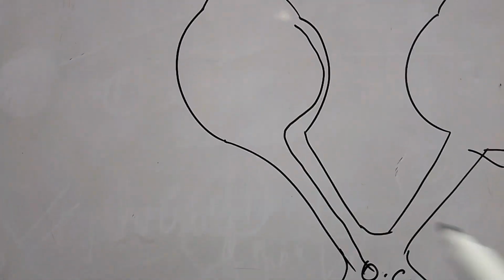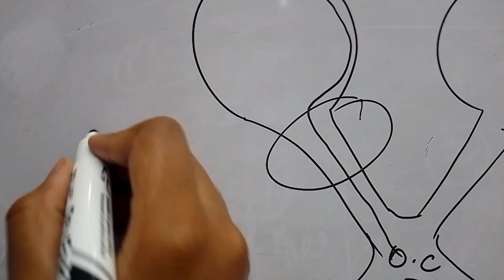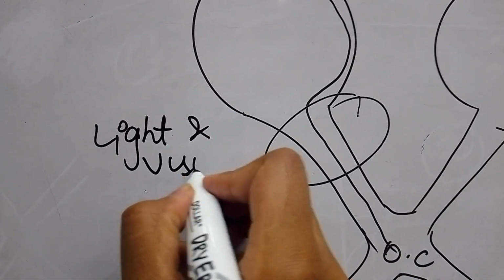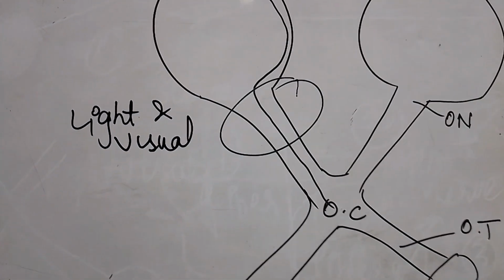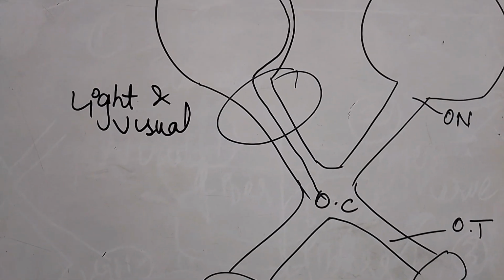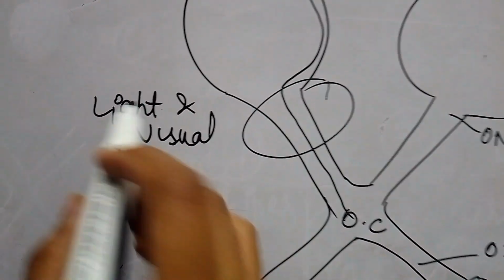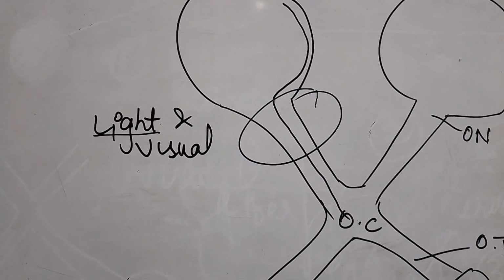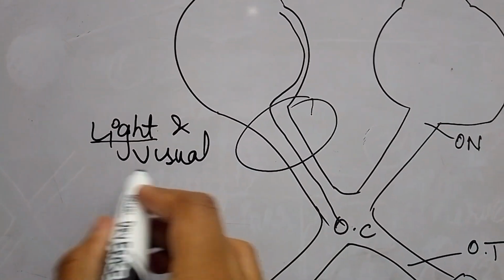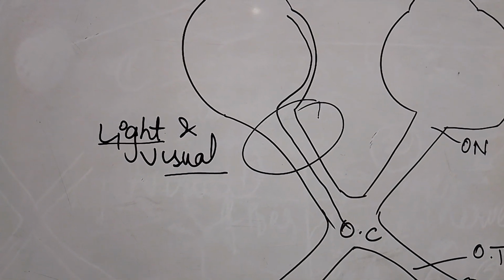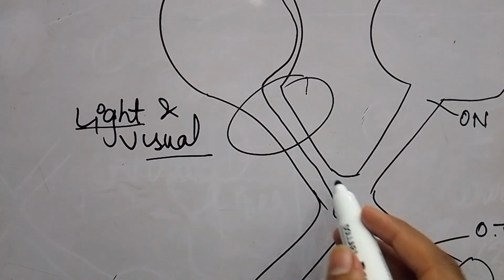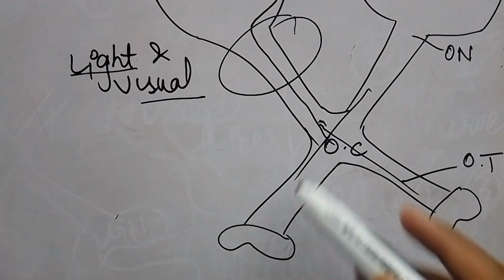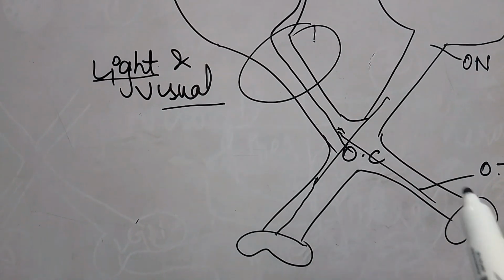These fibers in the optic nerve are both light and visual fibers, right? So the optic nerve carries both light and visual fibers. Light fibers are for the regulation of how much light should enter the eye, and visual fibers tell you about the image. They will both go into the optic chiasm, then enter the optic tract.